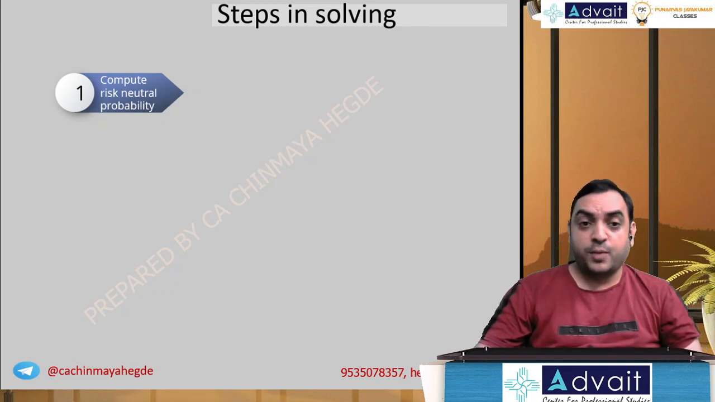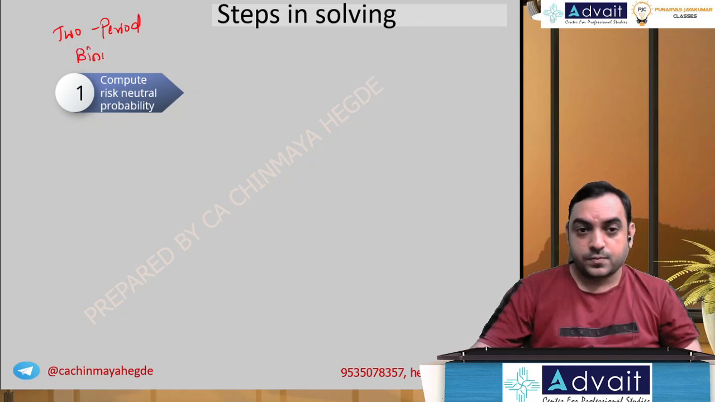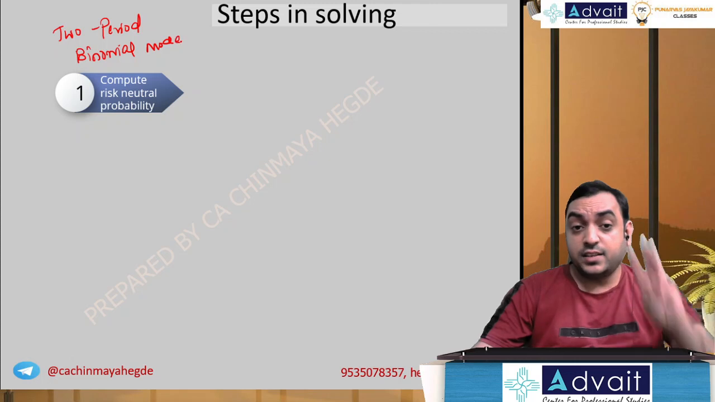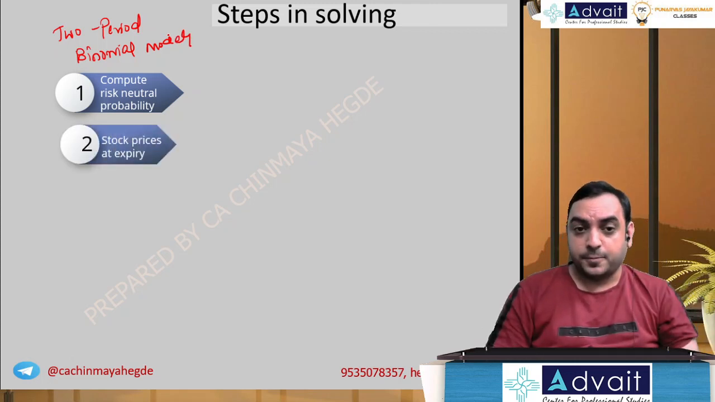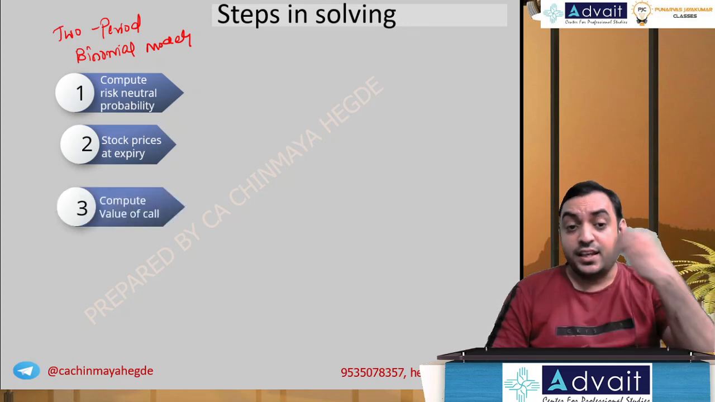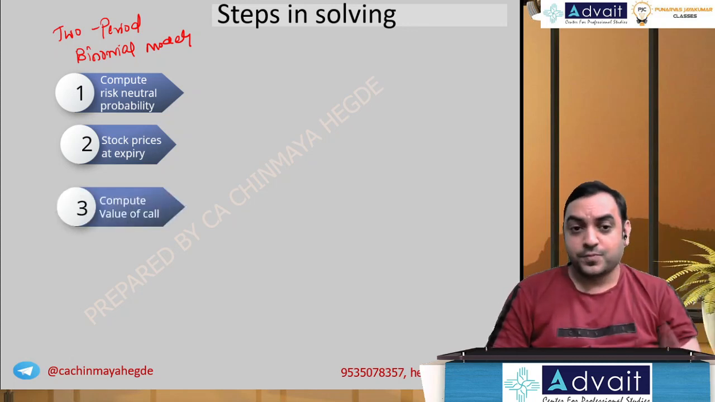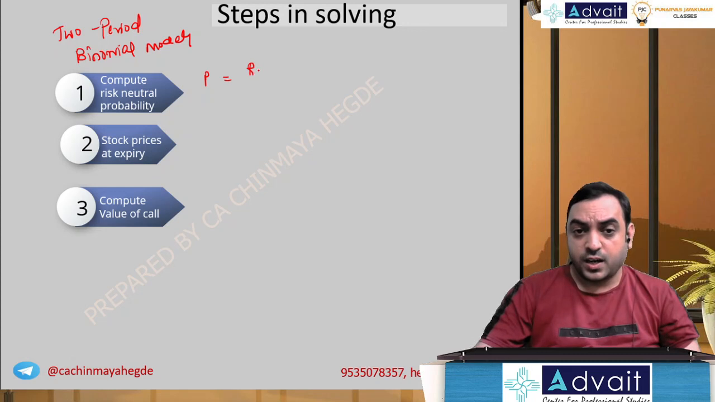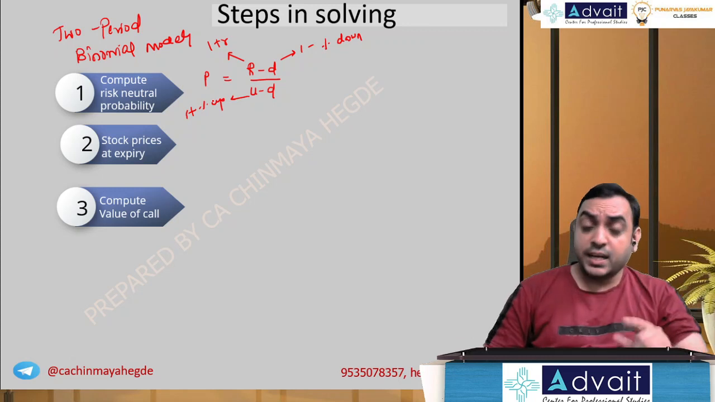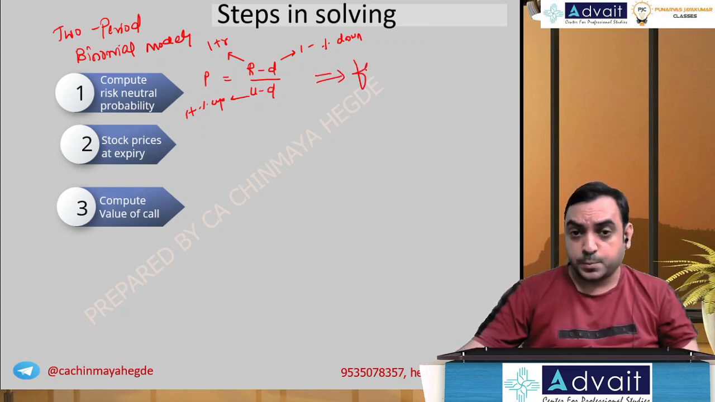We follow this two-period binomial model in three steps. First step, risk neutral probability. Second step, stock prices at expiry. Third step, computing the value of call. Now, risk neutral probability, what is the formula? You can do F minus L by H minus L, or using the institute format, R minus D by U minus D. R is 1 plus r, D is 1 minus percentage down, and U is 1 plus percentage up. And remember, this is for a single period only.